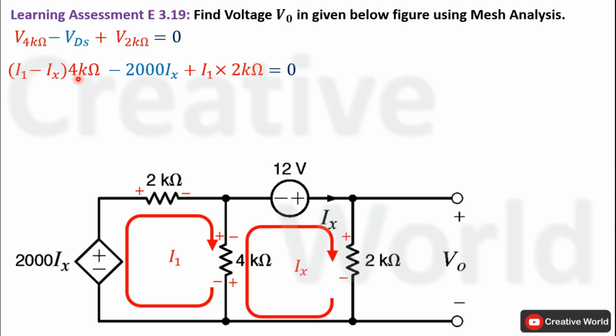Now open these brackets and solve this equation. Product of 4 kilo ohm and I1 will become 4k I1. Similarly, 4 kilo ohm will multiply with minus Ix. It will become minus 4k Ix.